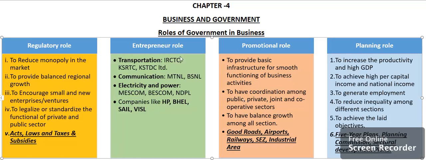So let's start. First role of government in business is regulatory role. Regulatory role means to implement acts, laws and taxes and subsidies. By doing this, the government can reduce monopoly, bring in regional growth, encourage small and new enterprises, and legalize or standardize the functioning of the private sector.